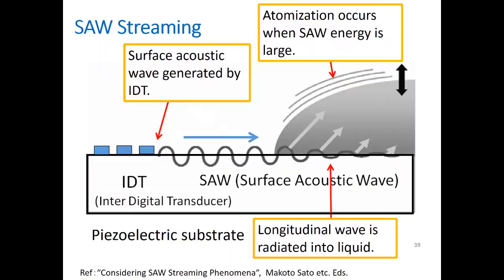And this is the explanation of SAW streaming. Atomization utilizes the phenomenon of acoustic streaming. Here are the interdigital transducers, and the surface acoustic wave travels along the surface. And this is a liquid droplet. The surface acoustic wave is radiated into that liquid droplet. This is a longitudinal wave. After that, it is converted to a capillary wave, and atomization occurs when the SAW energy is large.